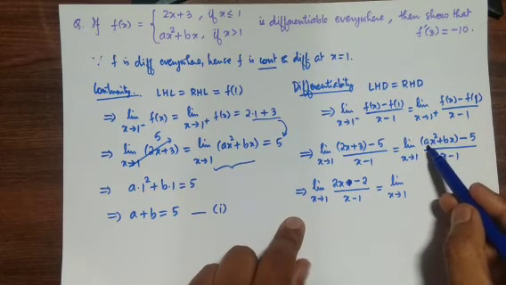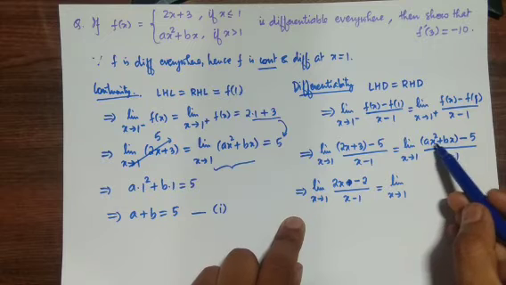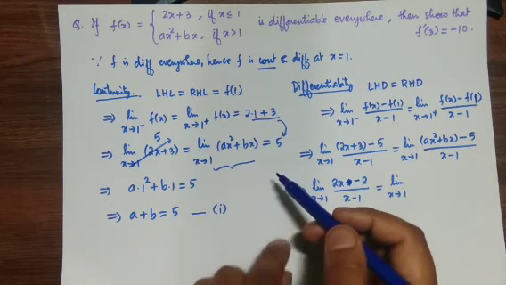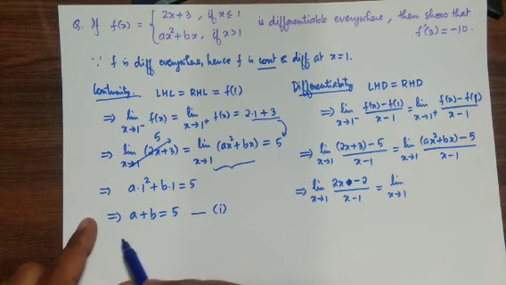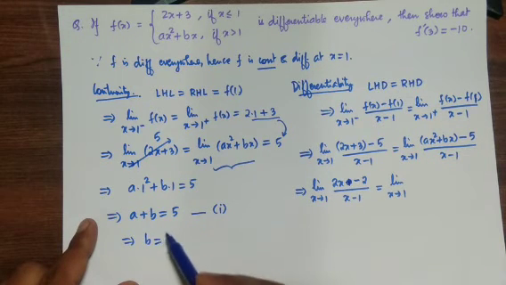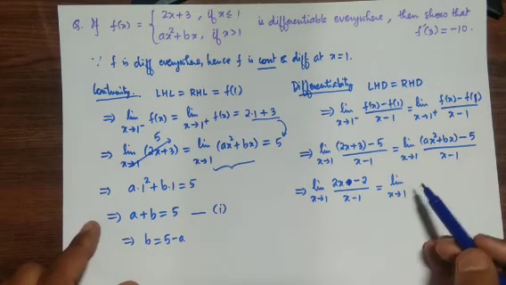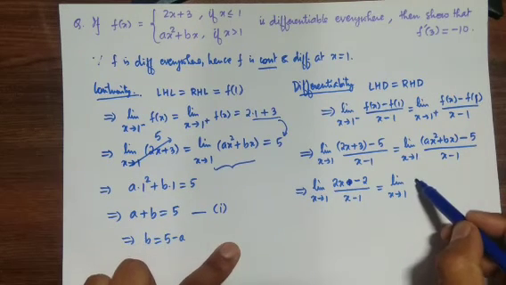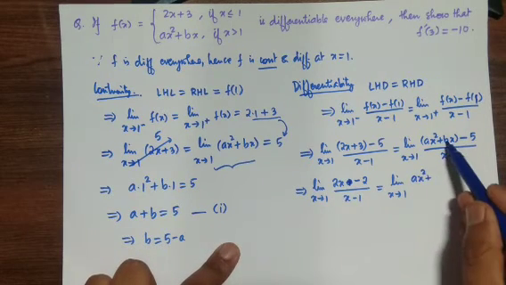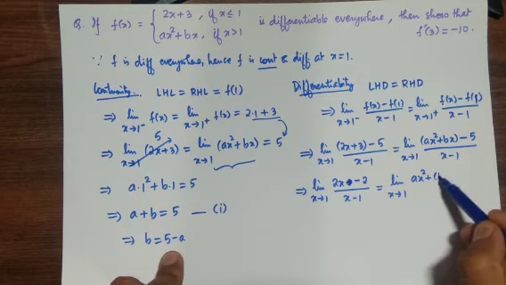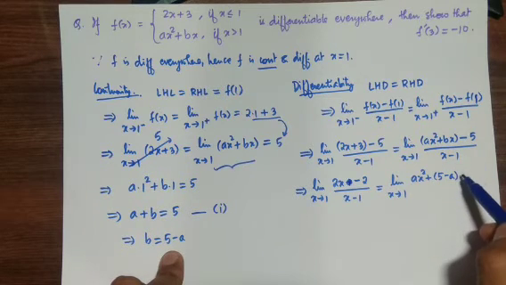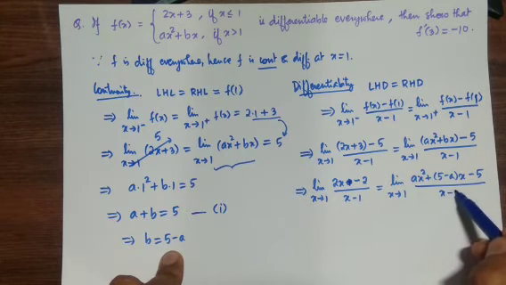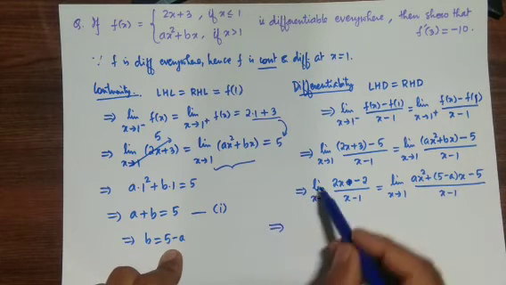So we have two variables, that is a and b. Now let me substitute any one of them using equation 1. So from 1, if I take b, then I have b equals 5 minus a. So let me substitute b in this one. So we have ax square plus (5 minus a) into x minus 5, over x minus 1.